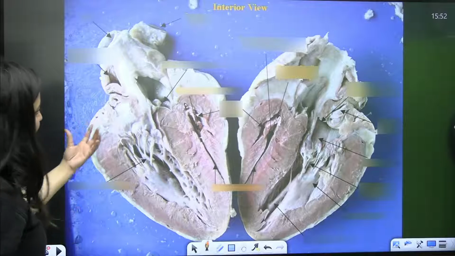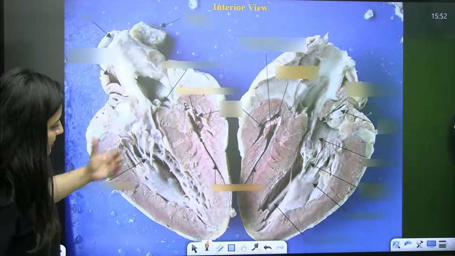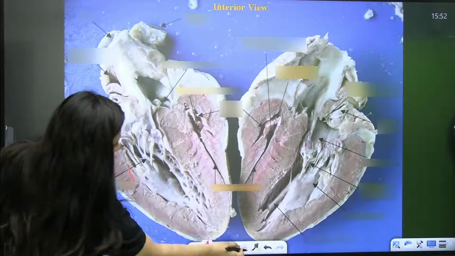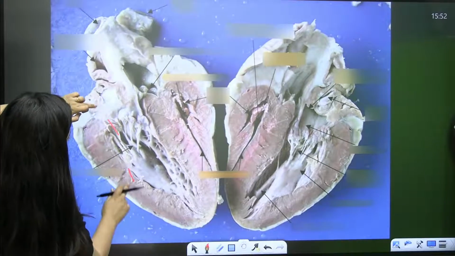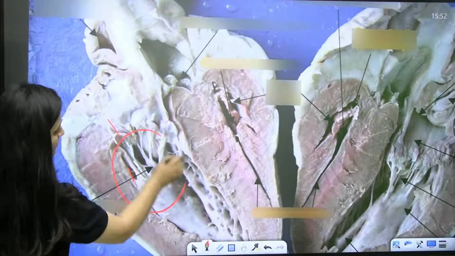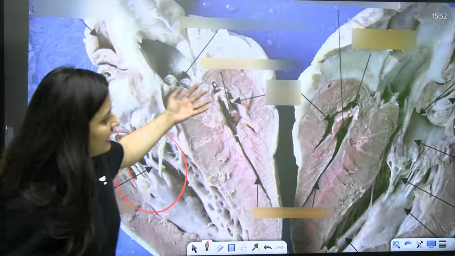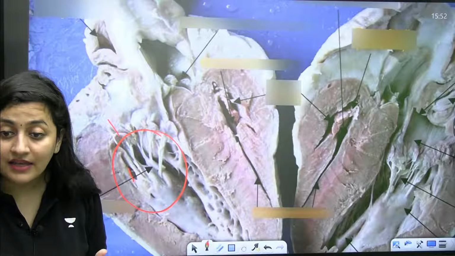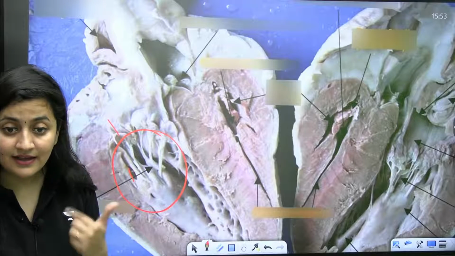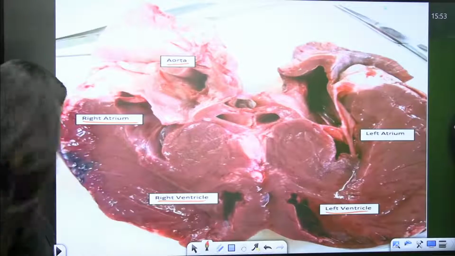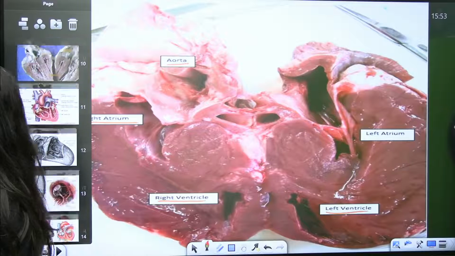Okay, so you see this, look at this part, this is the inner part. Can you see this portion here? Can you see this part? Just wait. This part, the chordae tendineae, right? The auricles here, the ventricles here. So yes, it is the human heart, the dissected human heart, and that's what we need to discuss.